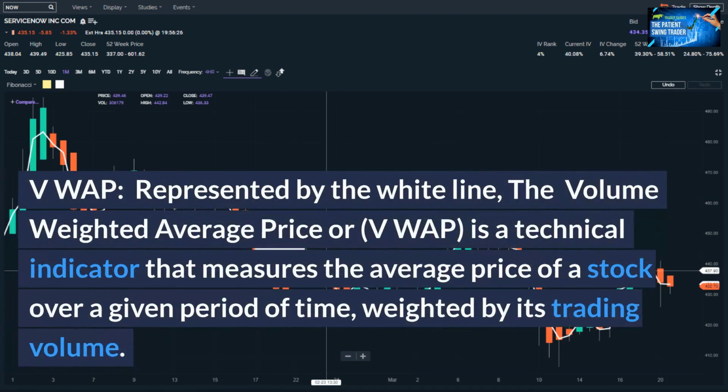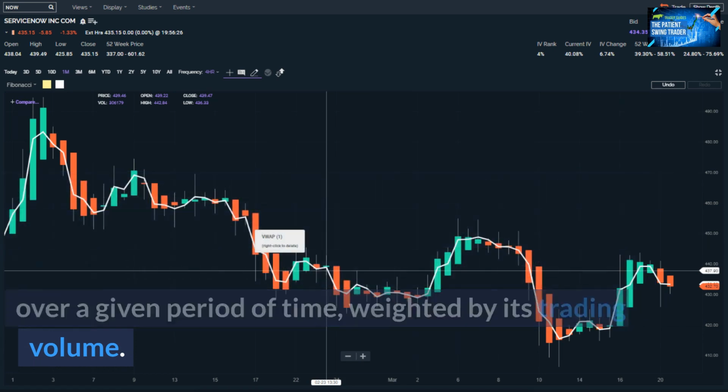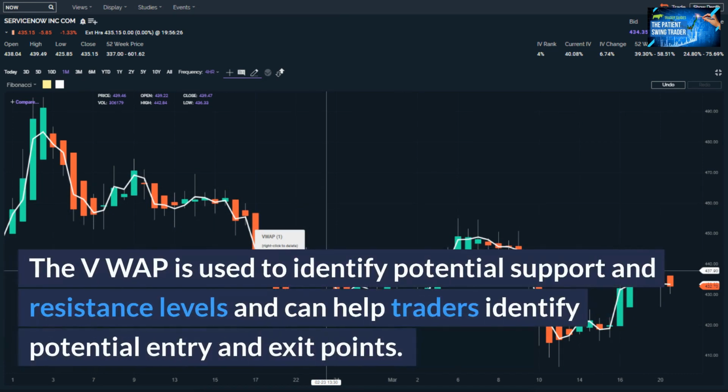VWAP, represented by the white line. The volume weighted average price, or VWAP, is a technical indicator that measures the average price of a stock over a given period of time, weighted by its trading volume. The VWAP is used to identify potential support and resistance levels and can help traders identify potential entry and exit points.